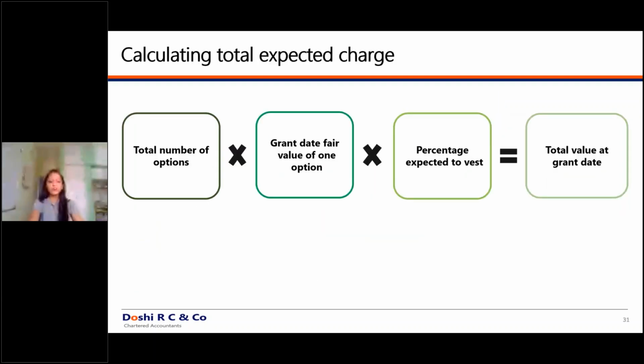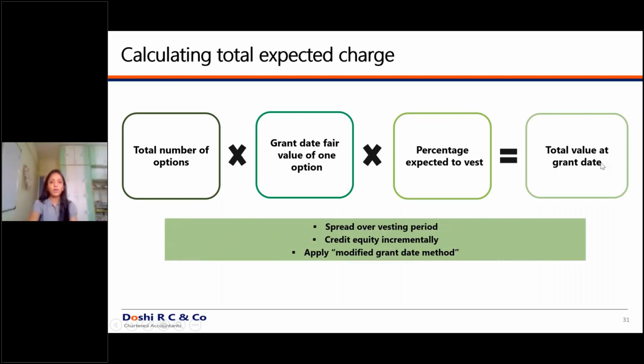Calculating expected charge, this is how we discussed in this Excel example. You will decide the number of options. You will take the grant date fair value and decide how many shares are expected to be vested, and accordingly you will decide the total value. You have to spread it over the vesting period and incrementally change the number of options. So this is what I discussed in this Excel example, and this is the same as it was under the Indian GAAP.